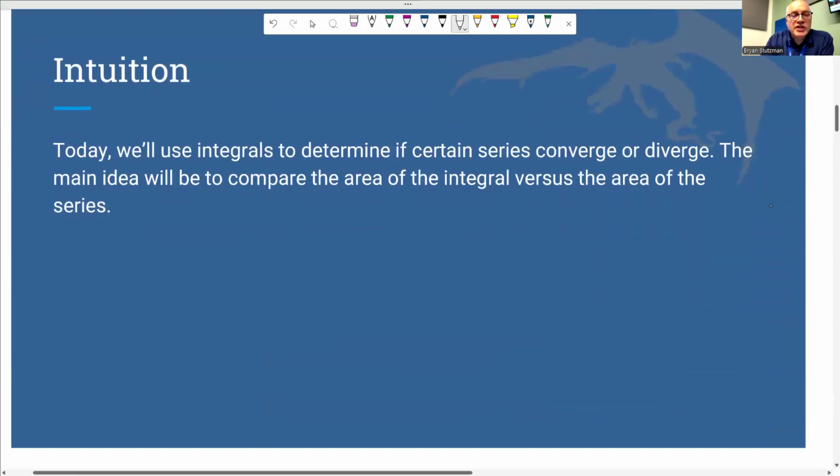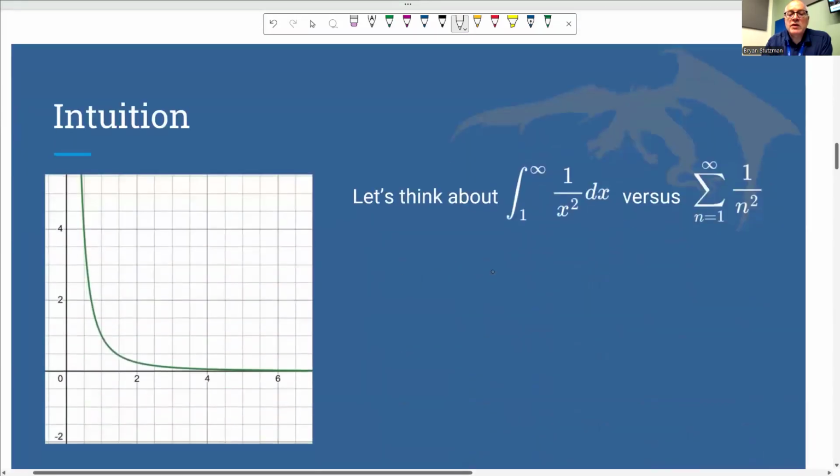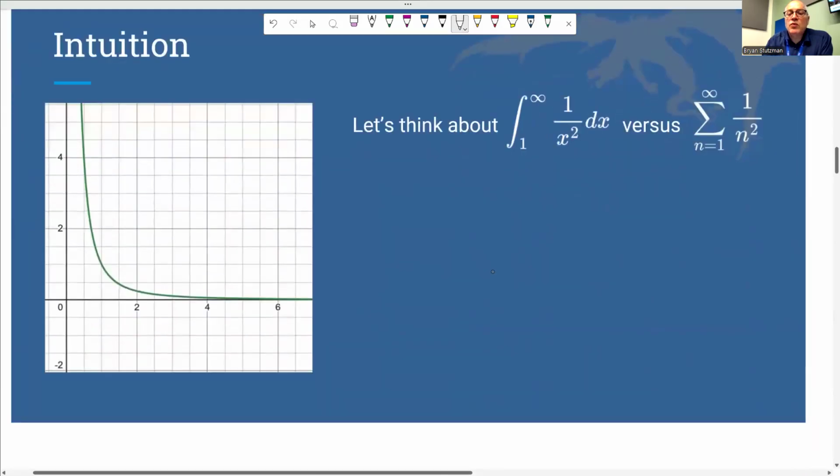So we're going to use an integral that's very closely connected to a series to see if the series converges or diverges. So we compare the area of the integral, and this is going to be an improper integral, with the area of the series. So let's look at 1 over x squared and 1 over n squared.